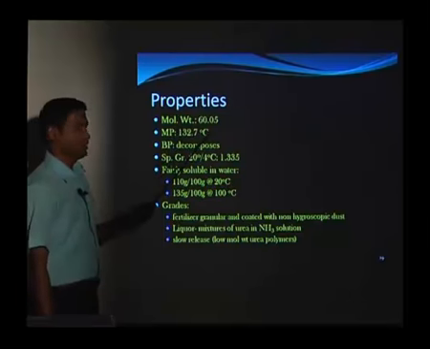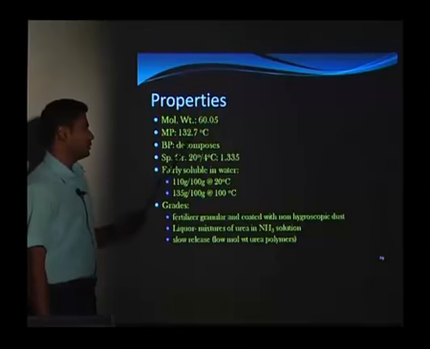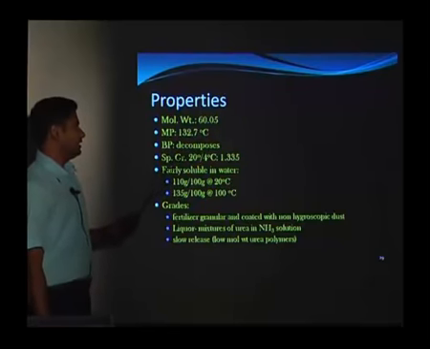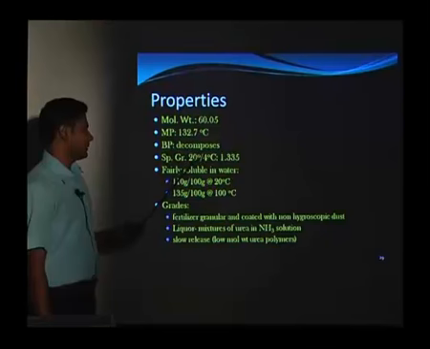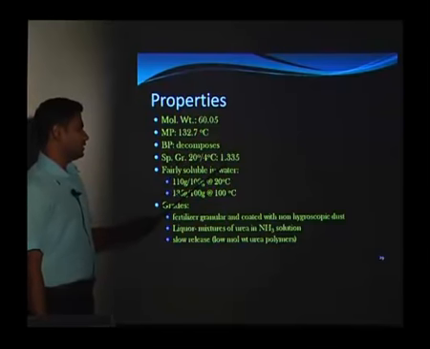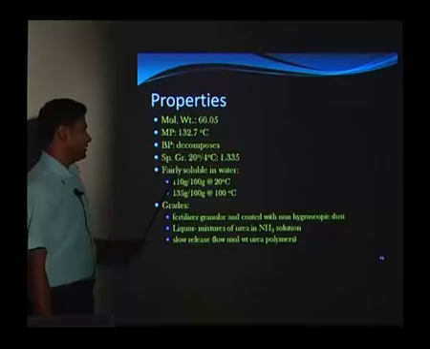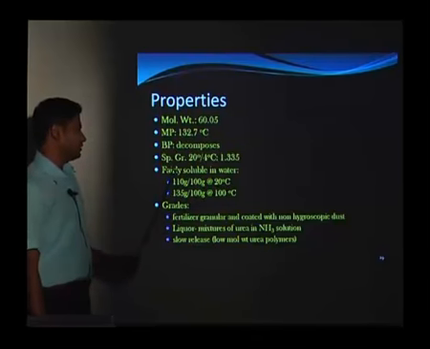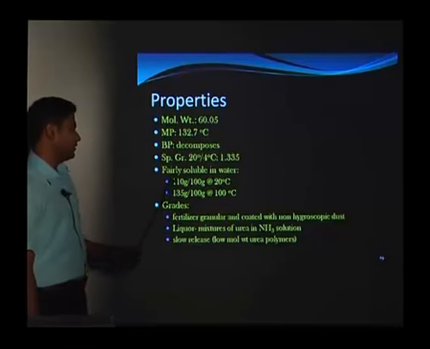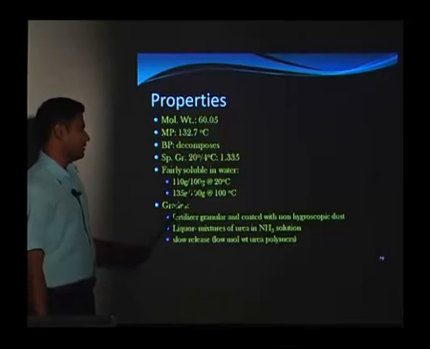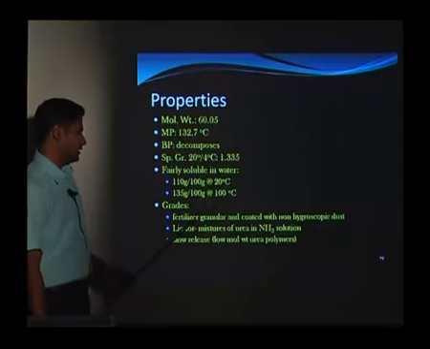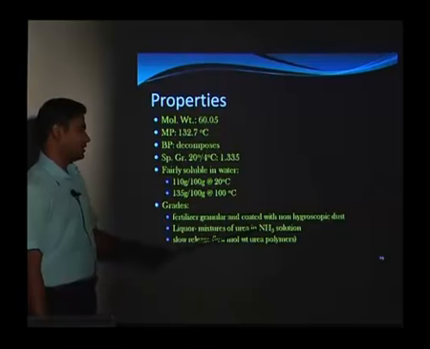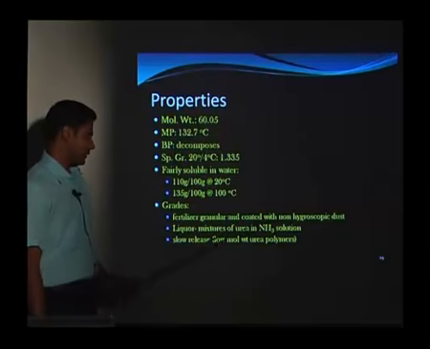It has a molecular weight of 60.05 and a melting point of 132.7 degrees Celsius. Then it decomposes at high temperatures, having a specific gravity of 1.335, and it's fairly soluble in water. Solubility at 20 degrees Celsius is around 110 grams in 100 grams, and 135 grams in 100 grams at 100 degrees Celsius. As for grades, we can find fertilizer granular, coated with non-hygroscopic dust.